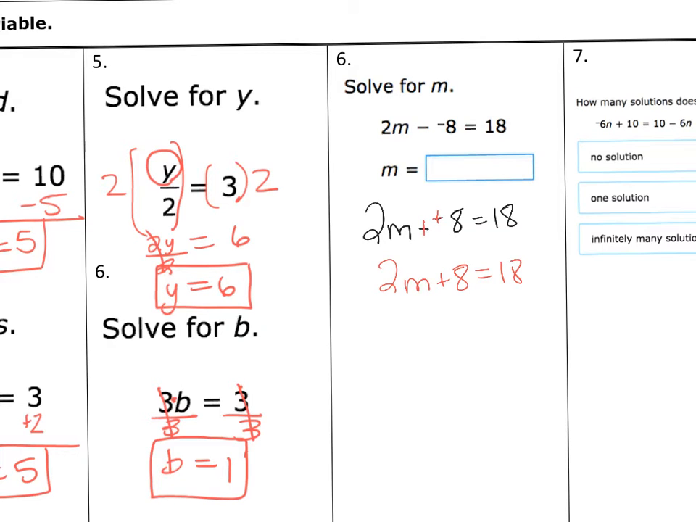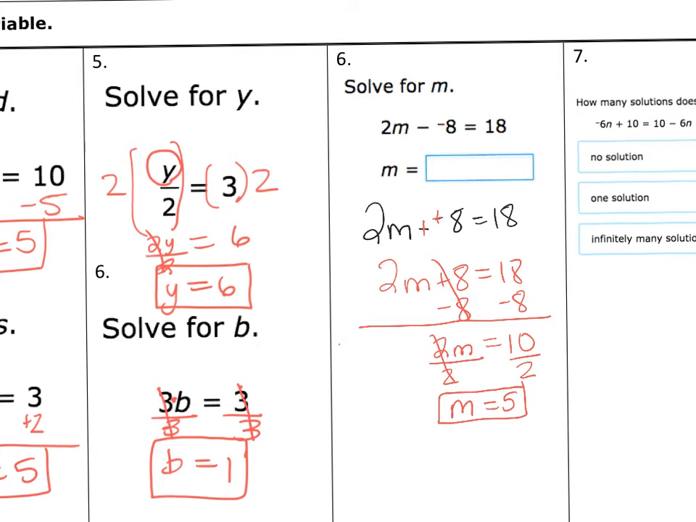Now I can do the opposite. What's the opposite of plus 8? That's minus 8. What I do on one side, you do to the other. This cancels. You're left with 2m is equal to 10. Now I'm going to divide both sides by 2. And I have m is equal to 5.